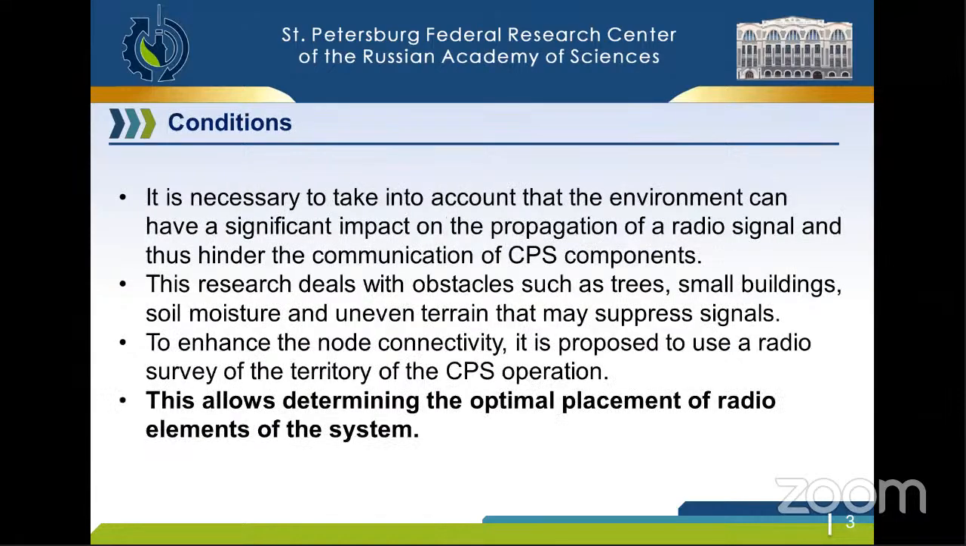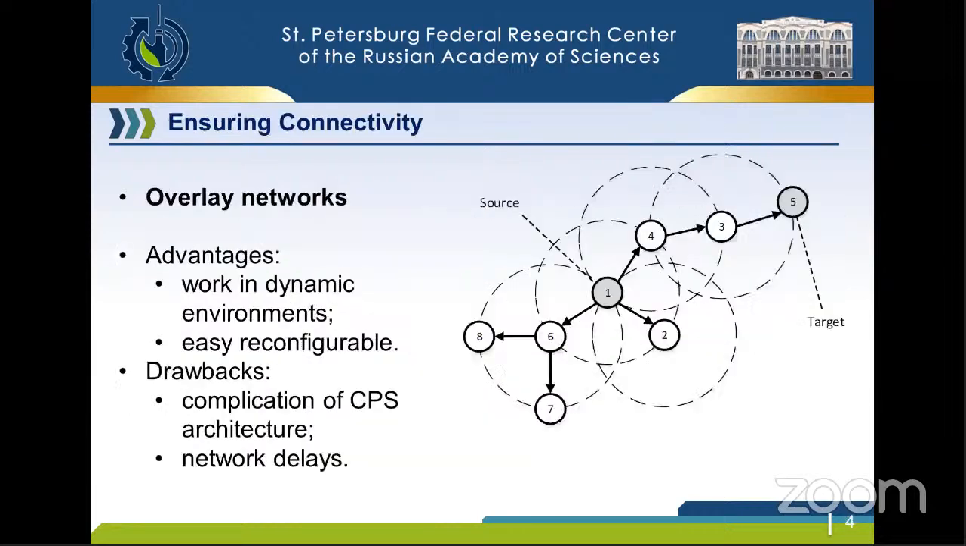When designing CPS for open areas, it's also necessary to take into account that the environment can have a significant impact on the radio signal propagation and thus hinder the communication of components. This research deals with static obstacles such as trees, small buildings, soil moisture, and uneven terrain that may suppress signals. To enhance the connectivity of nodes, we propose to use radio survey of the territory using UAV. This allows determining the optimal placement of radio elements of the system.